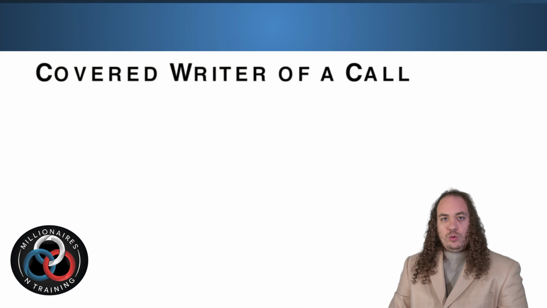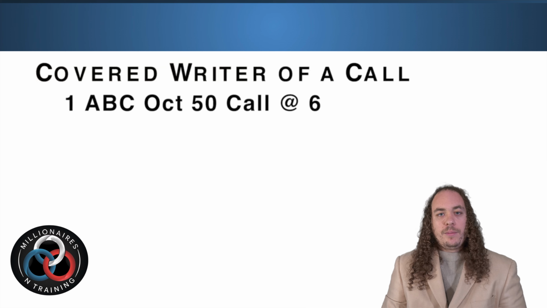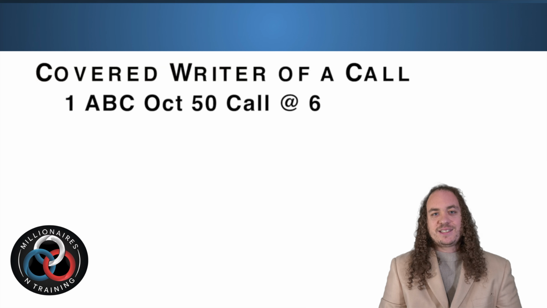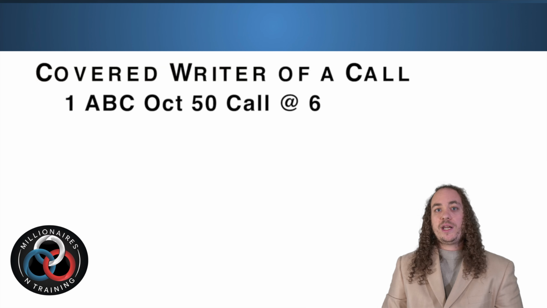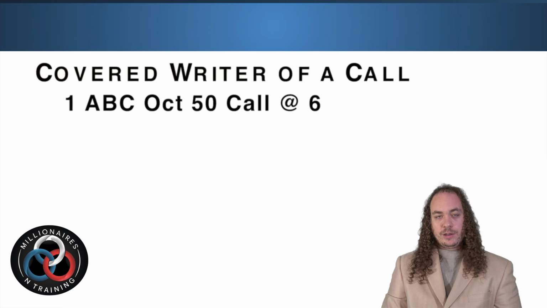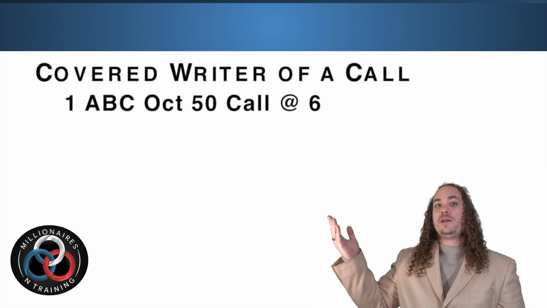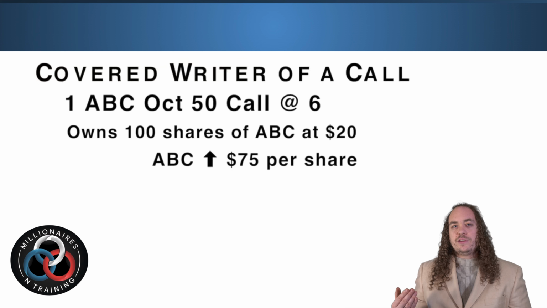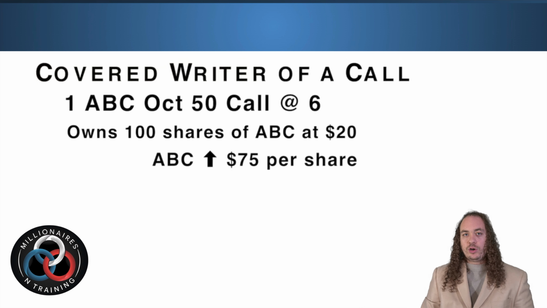Let's look at the scenario we looked at earlier from the point of view of a writer of a covered call. Remember that in this case the customer writes 1 ABC October 50 call at 6. In this case, the customer already owns 100 shares of the stock, originally purchased at $20 per share. The stock rises to 75, and the option is exercised. Let's look at the gain or loss on this transaction. The person who wrote this call took in premiums of $600. The option was exercised. The writer is forced to sell the stock at the strike price of 50.